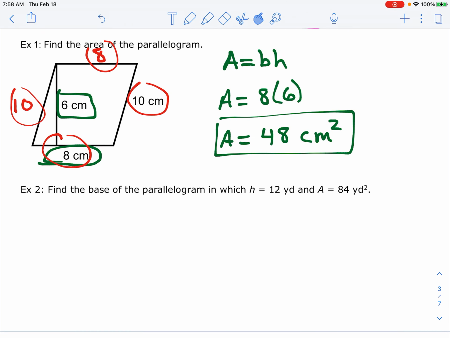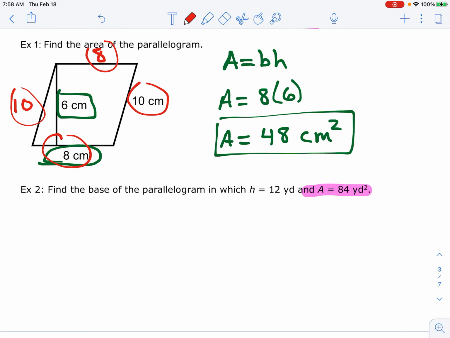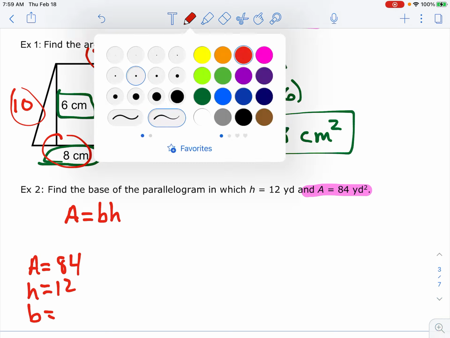Example 2 says, find the base of a parallelogram in which the height is 12 and the area is 84. You'll notice this time they gave us the area of the figure already, so we're going to have to work backwards. First, I'm going to identify my formula. My formula says B times H. And I know in this problem that I'm going to be plugging in 84 for A. I know that H is 12. It wants me to find what is B.